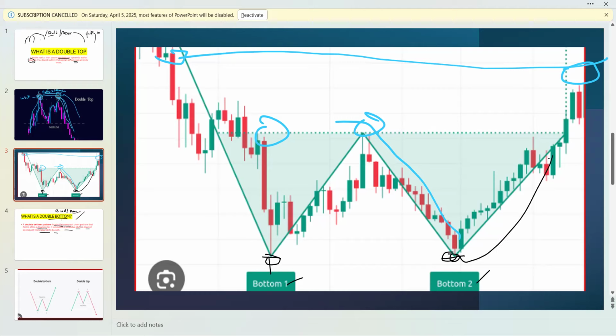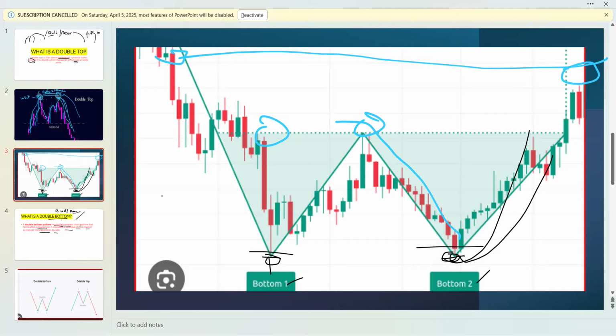When you take the real class, I teach you how to identify them step by step. Now I just give you an introduction about it, just an idea of how it looks like. So a double bottom creates a reversal up.